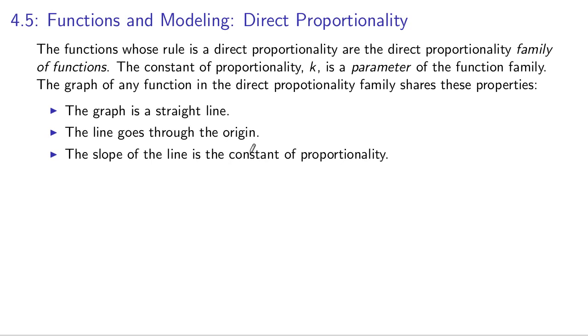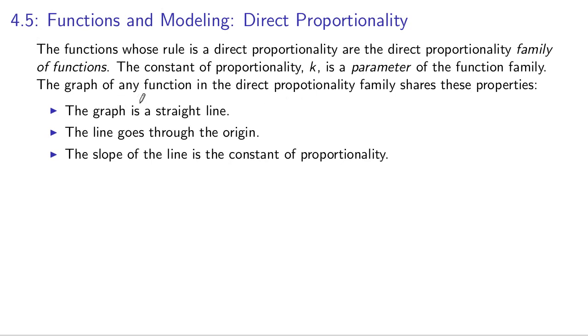Now let's talk about graphing these direct proportionalities. The functions, and these are like a family of functions. So the functions that have direct proportionality as their rule are part of the direct proportionality family of functions. So the constant of proportionality k is a parameter of the function family. That means that all of the direct proportionalities share certain common characteristics, so we put them in one family of functions. What differentiates them is what this constant is.